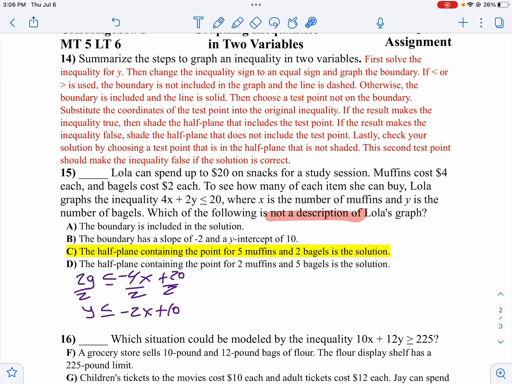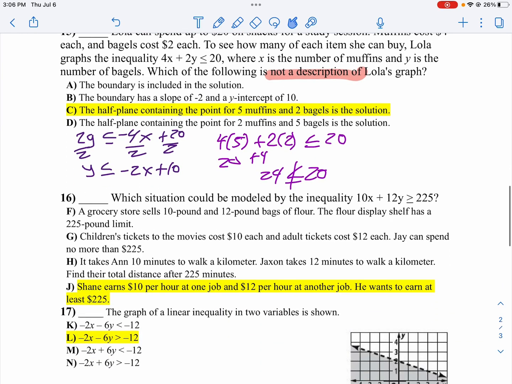The half plane containing the points 5 muffins and 2 bagels is a solution. Well, let's put those in. So if I go 5 muffins, so I'll go 4 times 5, I can see where this is going already, I think, plus 2 times 2, is that less than or equal to 20? Well, that'd be 20 plus 4. 24 is not less than or equal to 20. So there's your one that's incorrect. So C is the incorrect conclusion on that one.